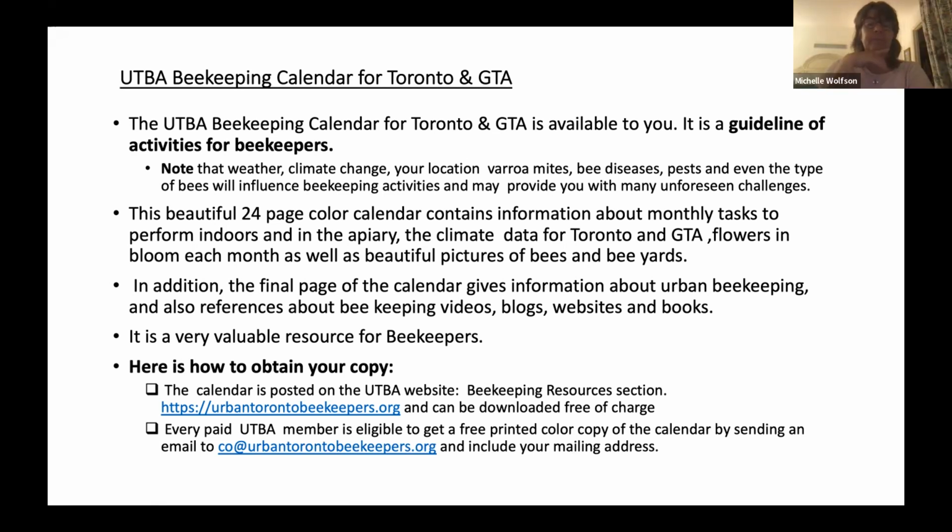Okay, perfect. So note that weather changes, climate changes, your location, varroa mites, bee diseases, pests, and even the type of bees you have will influence beekeeping activities and may provide you with some unforeseen challenges. Our calendar is a 24 page calendar. It contains information about the monthly tasks performed indoors and in the apiary, and the climate data for Toronto and the GTA, flowers in bloom each month, as well as beautiful pictures of bees and bee yards. In addition, the final page has a lot of references that you can use, including references to beekeeping videos, blogs, websites, and books. It is a very valuable resource, and I encourage you to try and obtain a copy.